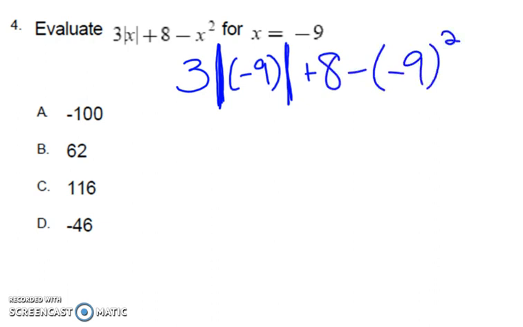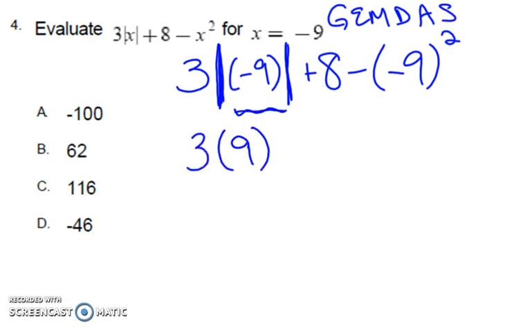Well, absolute value, if I follow order of operations, absolute value is a grouping symbol. The absolute value of negative 9 is positive 9. And I'm going to keep it in parentheses, but I'm going to take it out of the absolute value bars. That way I still remember to multiply it. I'm going to bring everything else down as it is. So we did that. Now we need to do our exponents.